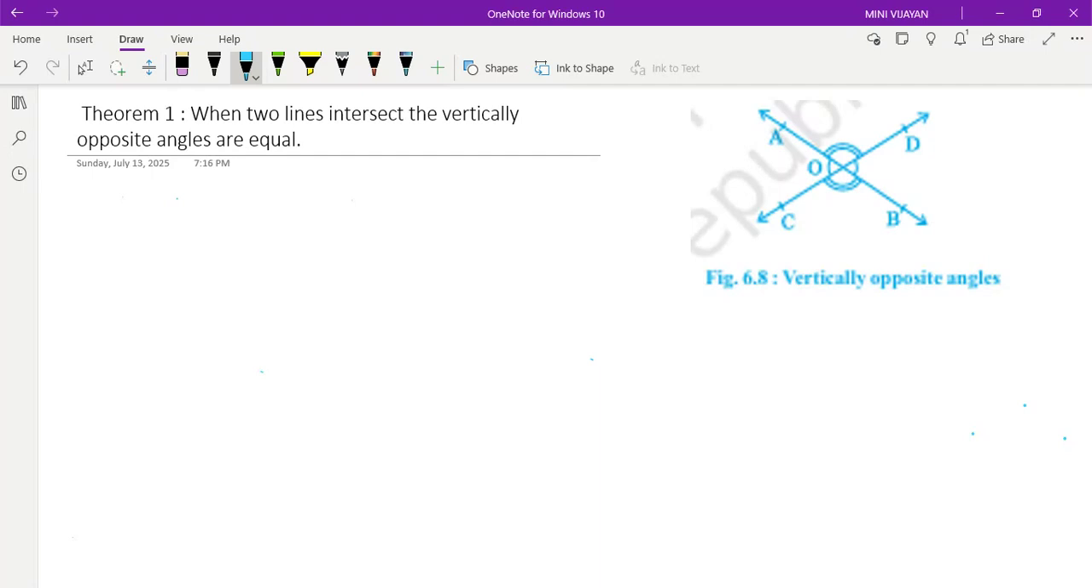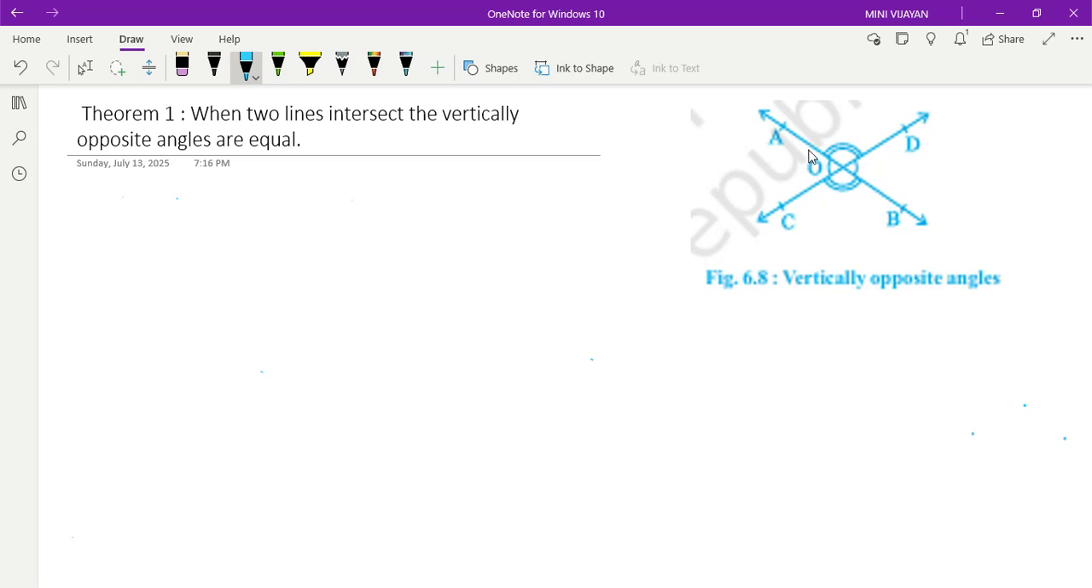We were discussing the sixth chapter of the Year 9 textbook, which is Lines and Angles, and we discussed the different types of angles in that. Today we are going to discuss the first theorem of that chapter. We are going to prove that theorem. The theorem says that when two lines intersect, the vertically opposite angles are equal.